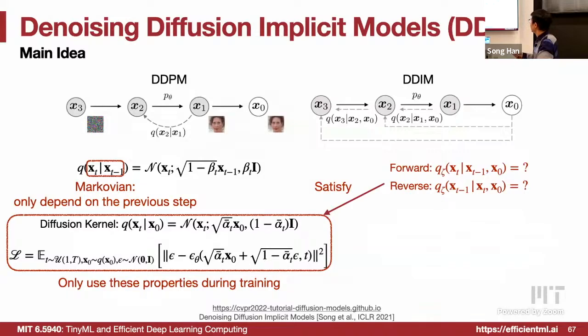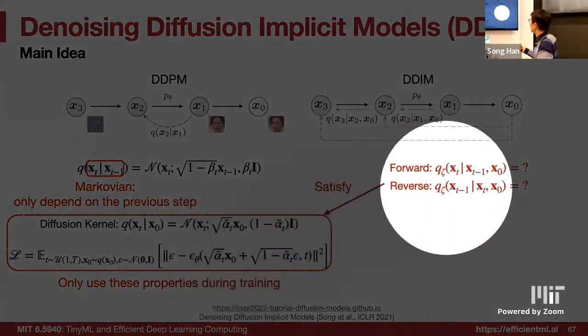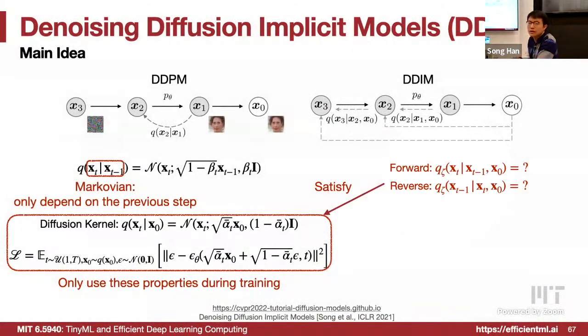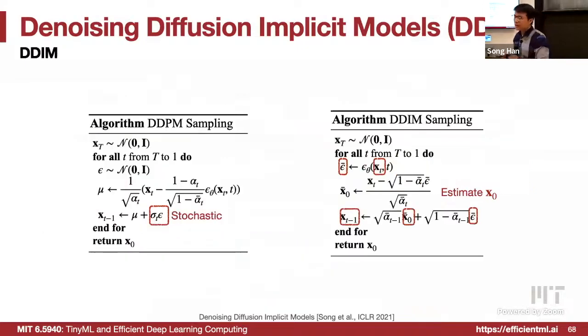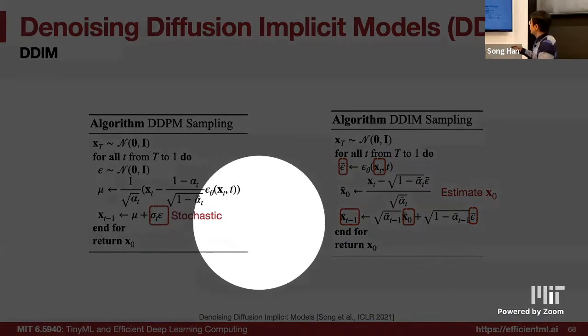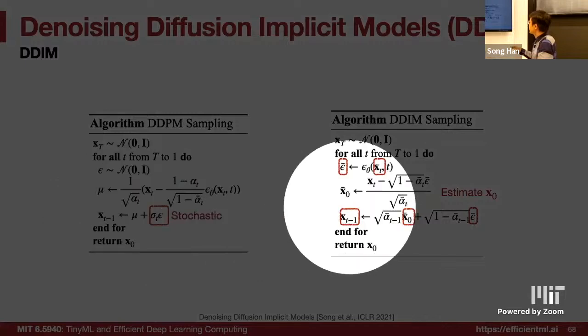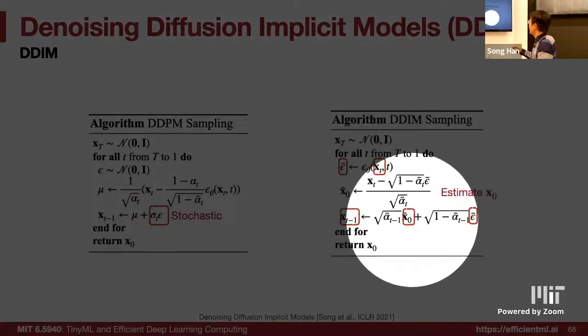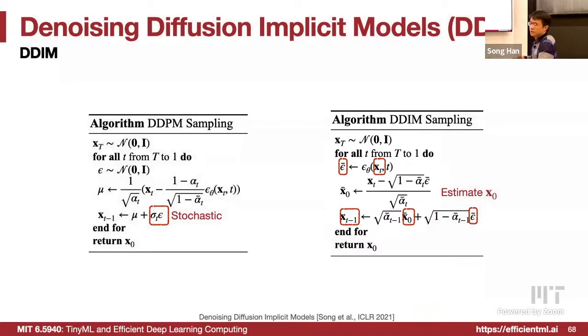We want to make sure x(t-1) is not only related to xt, but also related to x0. Can we find such a setting where we don't have to change the trained model, but just change the inference? Actually, we can do that. This is the conclusion. Previously, x(t-1) is related to xt, but now it's related not only to xt, with the noise epsilon, which is related to xt, but also to x0. And we can estimate x0 with this equation.